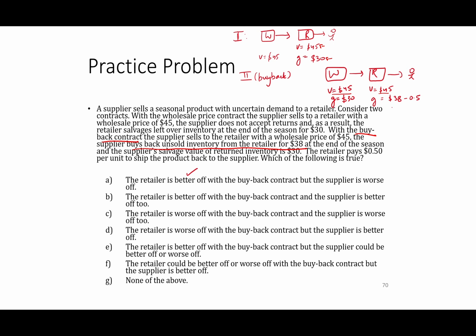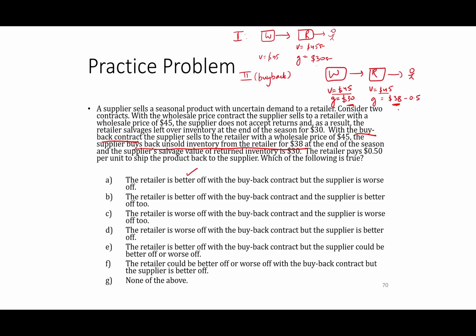So the salvage for the retailer becomes 38. It was $30 before, now it goes up to 38, and now the wholesaler is the one salvaging it for $30, and the retailer also pays 50 cents per unit to ship the product back. So which of the following is true?